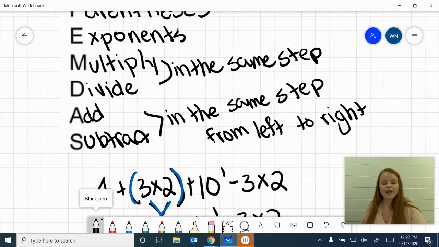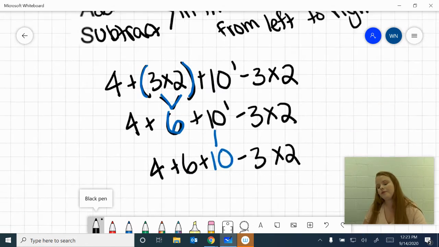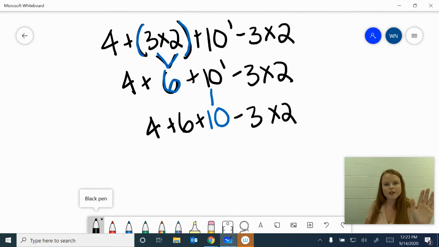Next, we have multiplication and division in the same step. We're going to go from left to right, and we're going to say, okay, where's our multiplication and division? 4 plus 6, nope. Plus 10, nope. Minus 3, nope. 3 times 2. So I'm going to bring down my 3 times 2, and I've got 6. And again, bring down everything else.